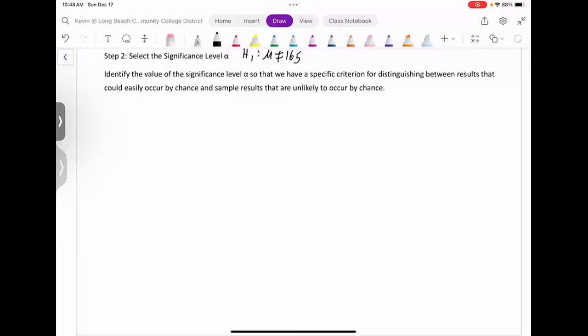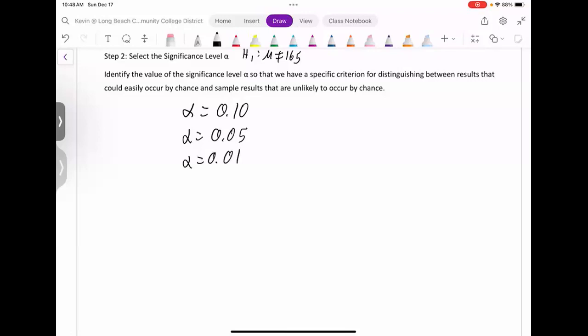Step 2, select a significance level for alpha. The most common that we use is alpha equals 10%, alpha equals 5%, or alpha equals 1%. Now, it's important that we set up our alpha at the beginning, because if we set it up after we've run the test, that's a way to cheat, to make the data say something other than what it may truly be saying.